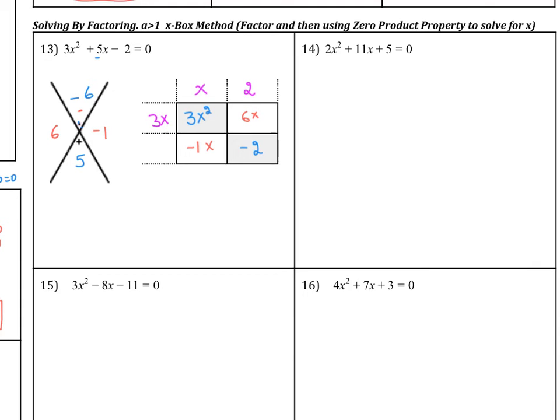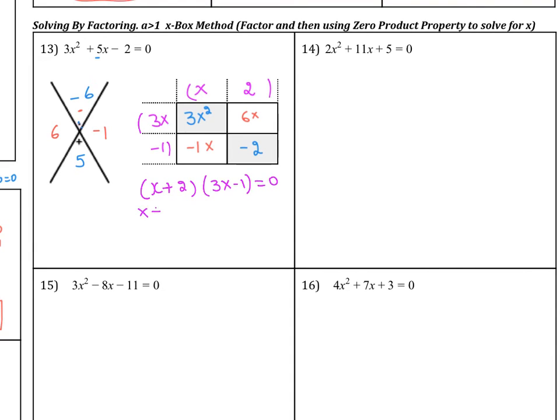Now look at the bottom row right here. You're going to choose a number that you multiply with x to get negative 1x, and when you multiply it with 2 to get negative 2, and that number should be negative 1. So see that here. Negative 1 times x would be negative 1x, and negative 1 times 2 would be negative 2. Now write the top number as one factor, so x plus 2, and on the side one as another factor, that is 3x minus 1 equals 0.